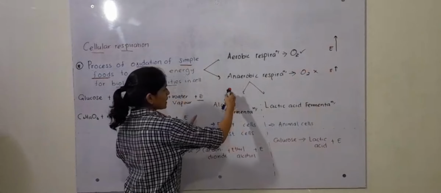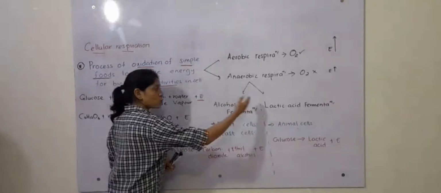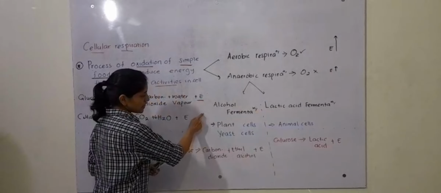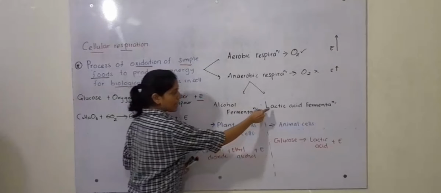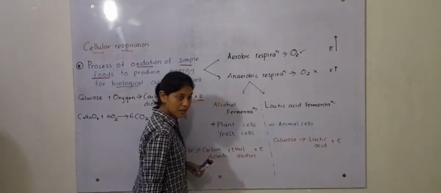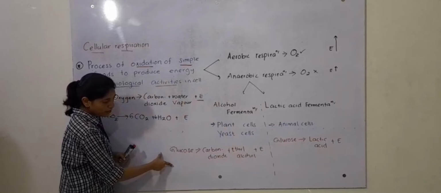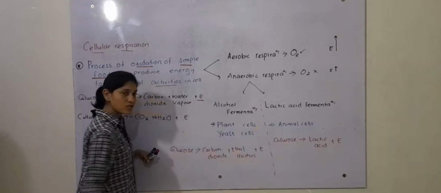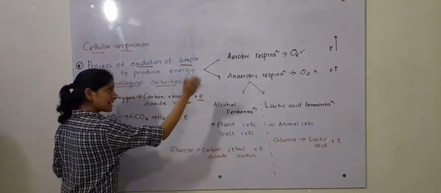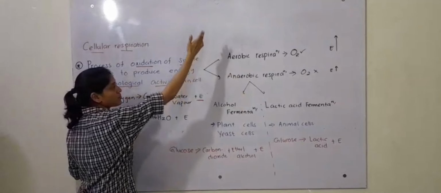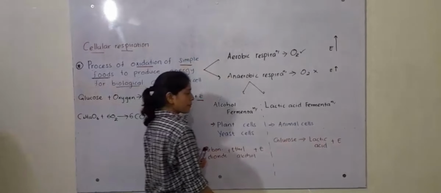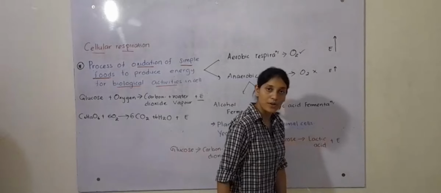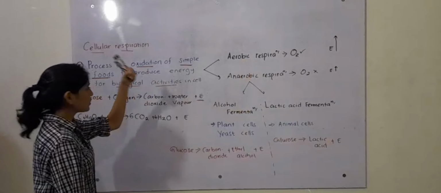So anaerobic respiration has two types: alcohol fermentation and lactic acid fermentation. Alcohol fermentation occurs in plant cells and yeast cells, and lactic acid fermentation happens in animal cells. These glucose molecules will break down into carbon dioxide, ethyl alcohol and energy. Energy is produced here also, but it is low comparatively to the energy produced in aerobic respiration. Here these glucose molecules will break down and lactic acid and energy will be produced. So this is simply the cellular respiratory process.